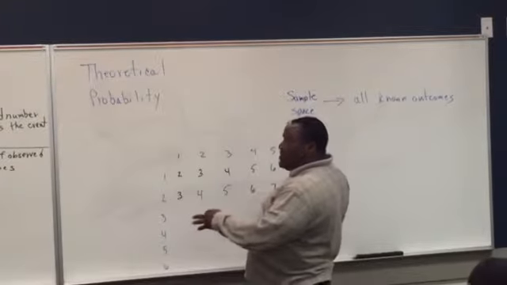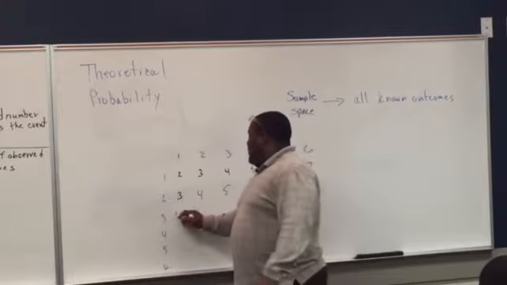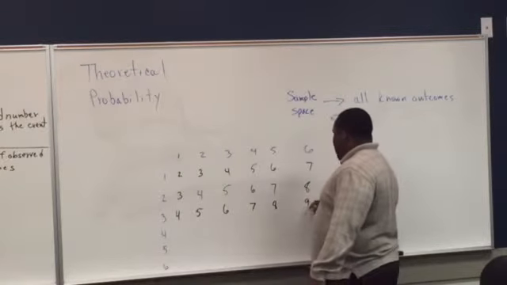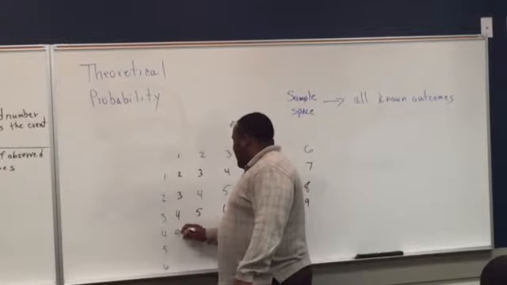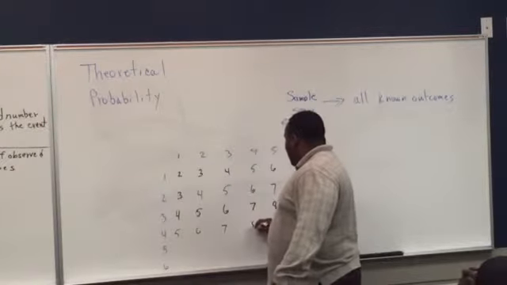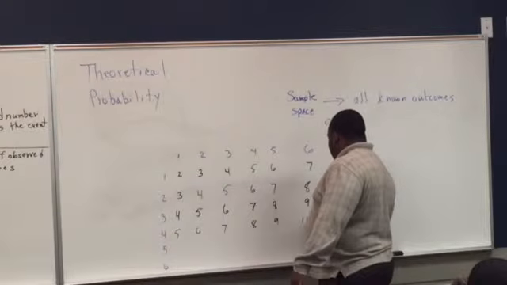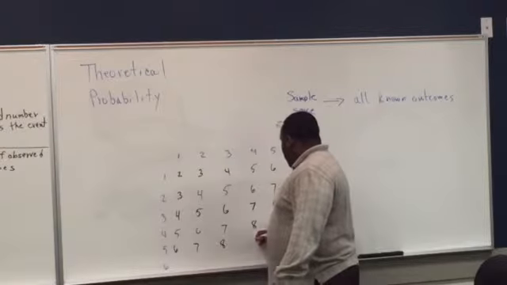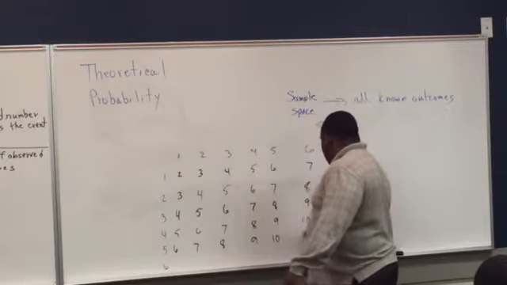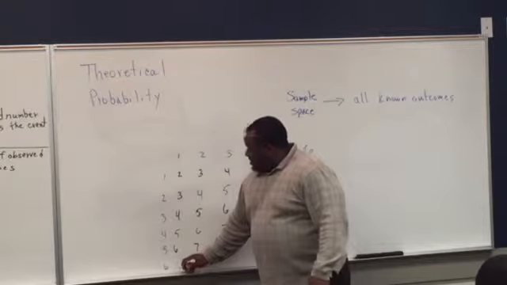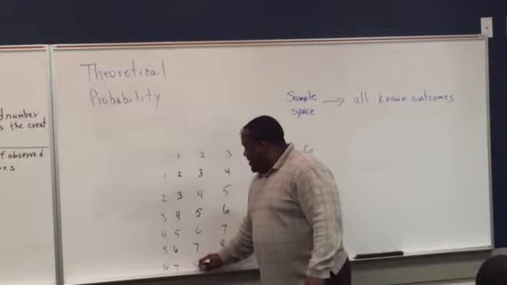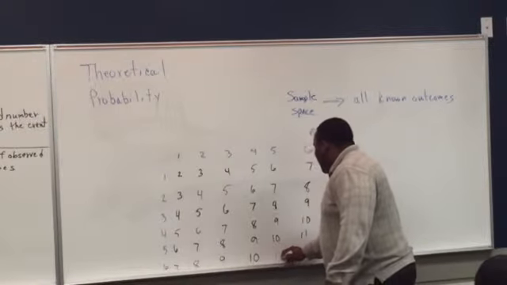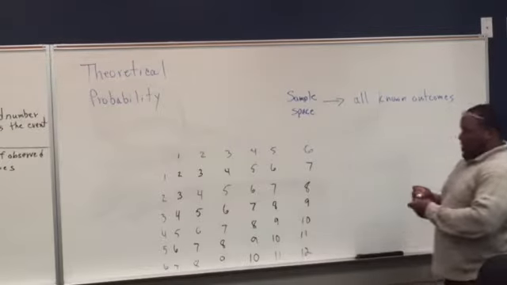It's supposed to, and as you can see, there's going to be a pattern, right? It goes 4, 5, 6, 7, then 5, 6, 7, 8, 9, 10, then 6, 7, 8, 9, 10, 11, then 7, 8, 9, 10, 11, and 12. Okay.